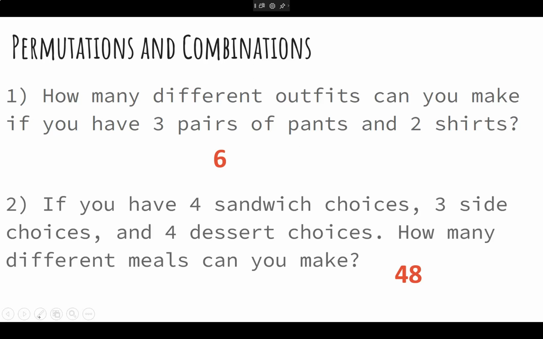We have this many total items to pick from. How many combinations of these items can I put together? Of course, we got to take it one little step farther. It wouldn't be fun if we didn't.